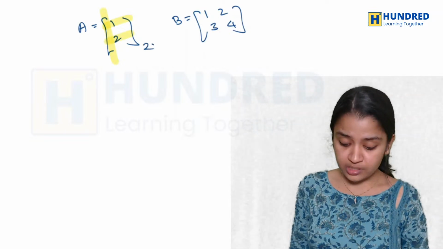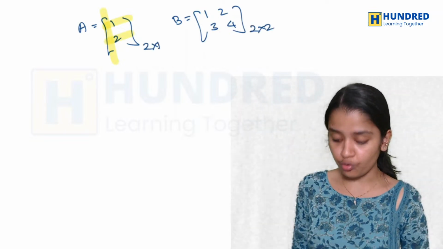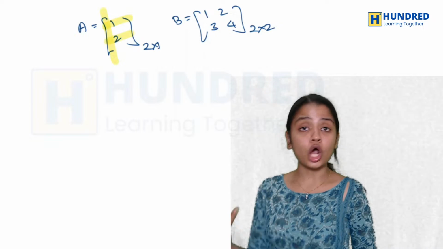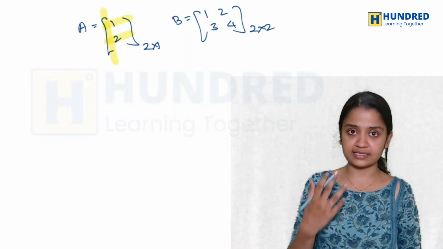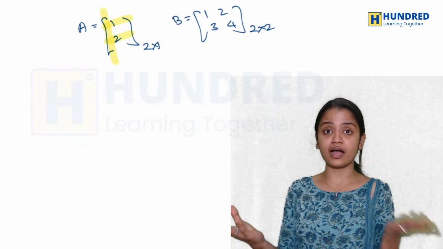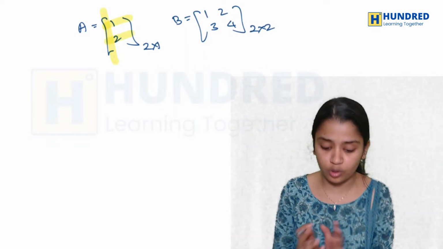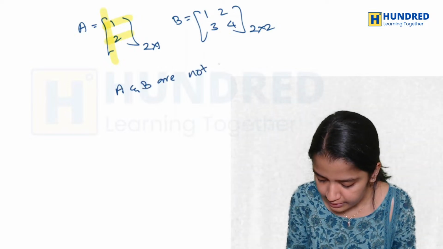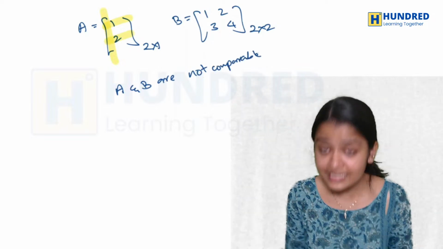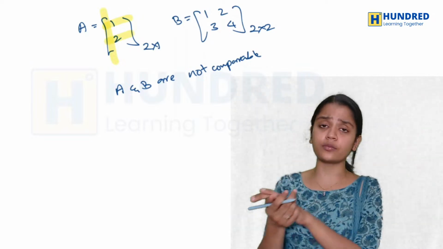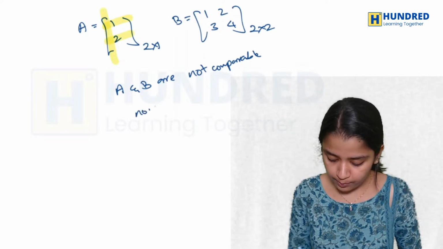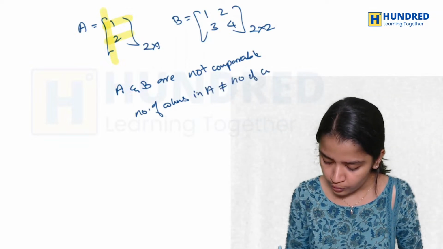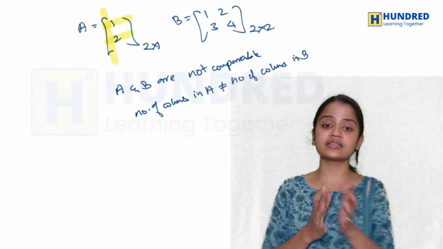What does it mean? It is of 2 cross 1 order. Here you're having 2 rows and 2 columns. So the number of columns in B is not equal to the number of columns in matrix A. So you cannot compare these two matrices and you can never say they are equivalent. So A and B are not comparable matrices since the number of columns in A is not equal to the number of columns in B. Basically, this is your conclusion.